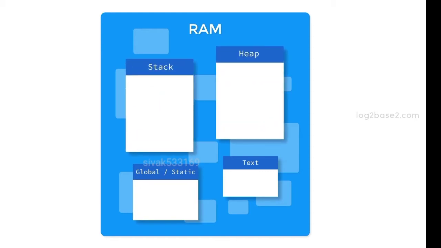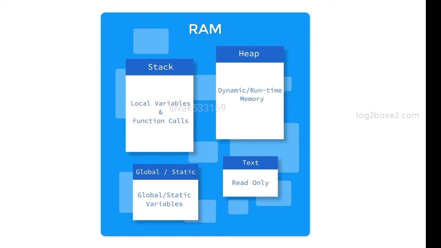In text section, we have the read-only executable programming instructions which cannot be modified. In global section, we will have all the global and static variables. Dynamic memory allocation happens in heap memory section. That is, if we allocate memory using malloc or calloc at runtime, those allocations will happen in the heap section. And finally, all the local variables and function calls are created in the stack section.